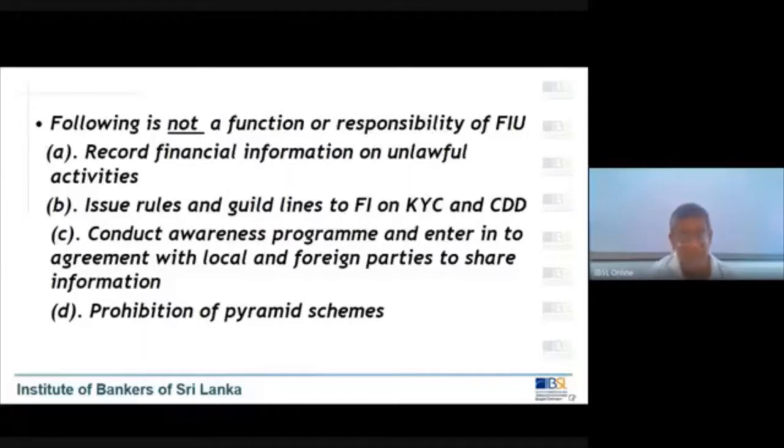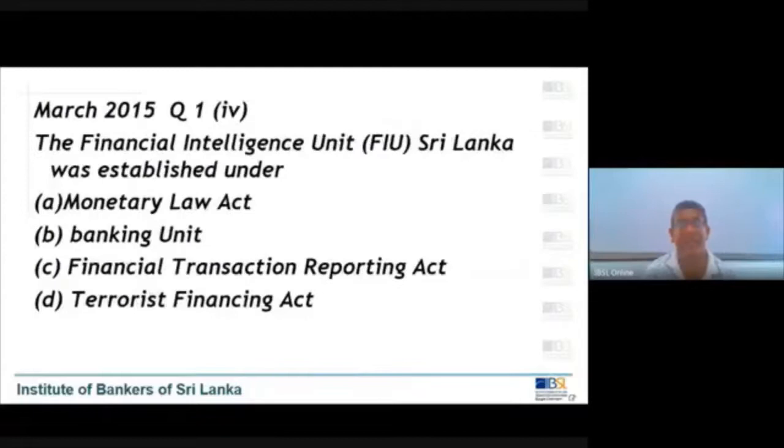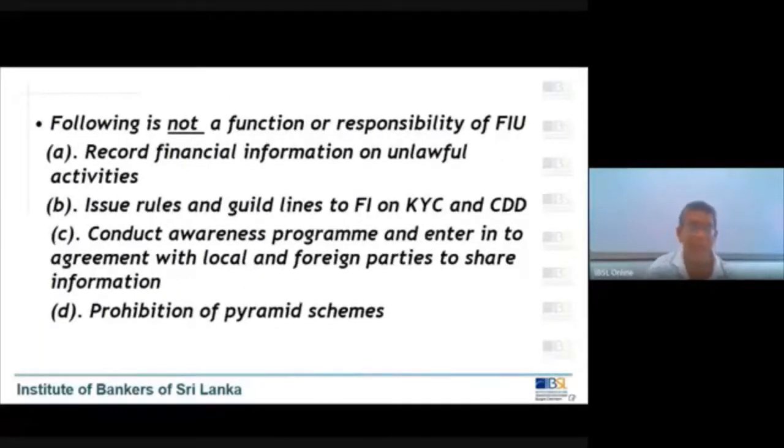It is a duty, and FIU is not covered under the pyramid scheme, because pyramid schemes are covered under the Banking Act, but FIU is covered under what act? The Financial Transaction Reporting Act. So therefore the answer is D, not a function, because prohibition of pyramid schemes is covered under the Banking Act, but FIU is covered under the Financial Transaction Reporting Act. That's the question that appeared in 2015, right? Okay, right.